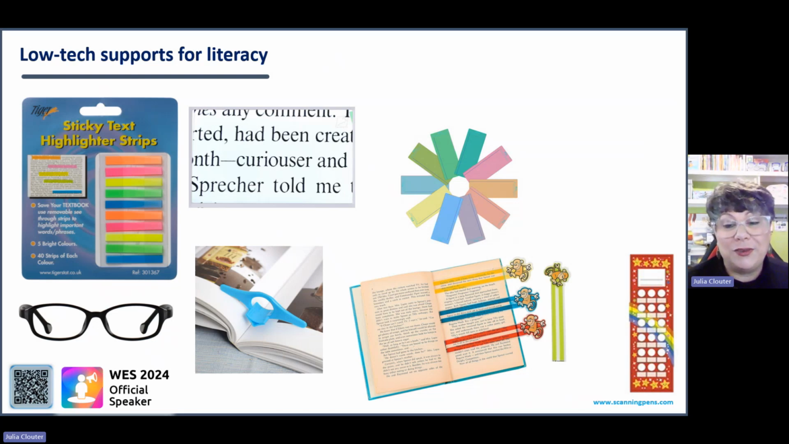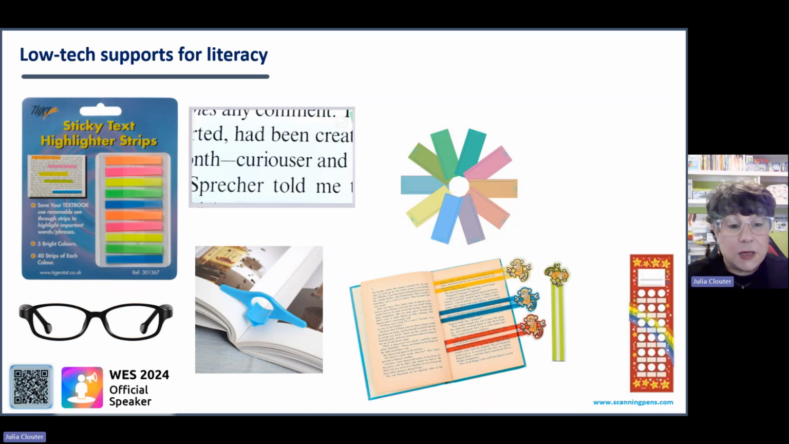So let's look at a few great low-tech tools and explore how they can support literacy. And what other low-tech tools might you put in the box? You can think about that while we're doing this. Sticky text highlighter strips. If you have a student who's struggling, you could say, just pop this highlighter strip over the top of the words that are really tricky. And when they come back and you see how many words they've highlighted, you'll know whether that book is readable or not.